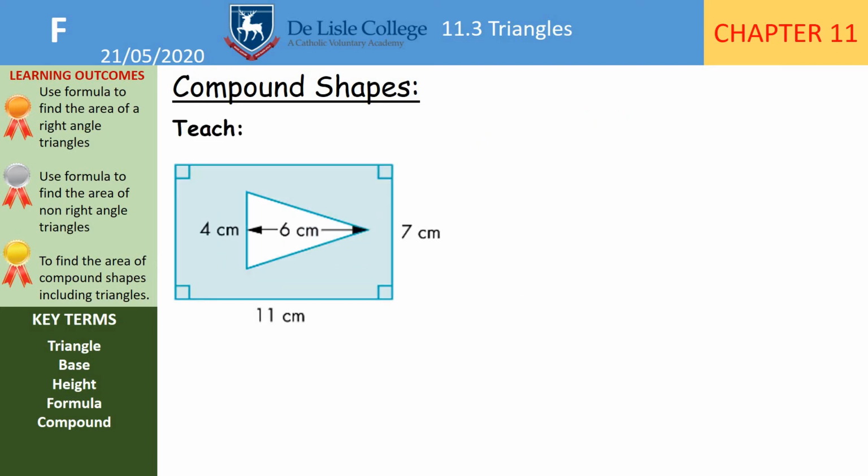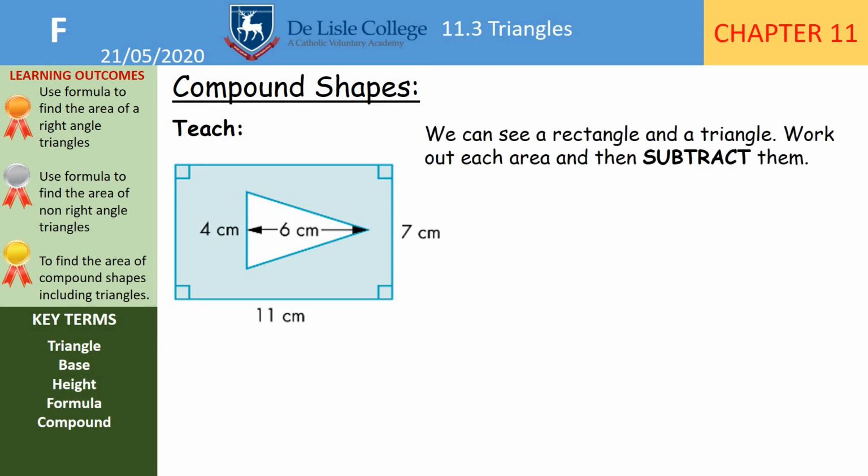Okay, this isn't one where we're going to add the shapes together. We're going to be thinking we've got one shape inside of another. We've got a big rectangle and we've got a triangle, and if we want the shaded area, we're going to not add them this time but subtract them.